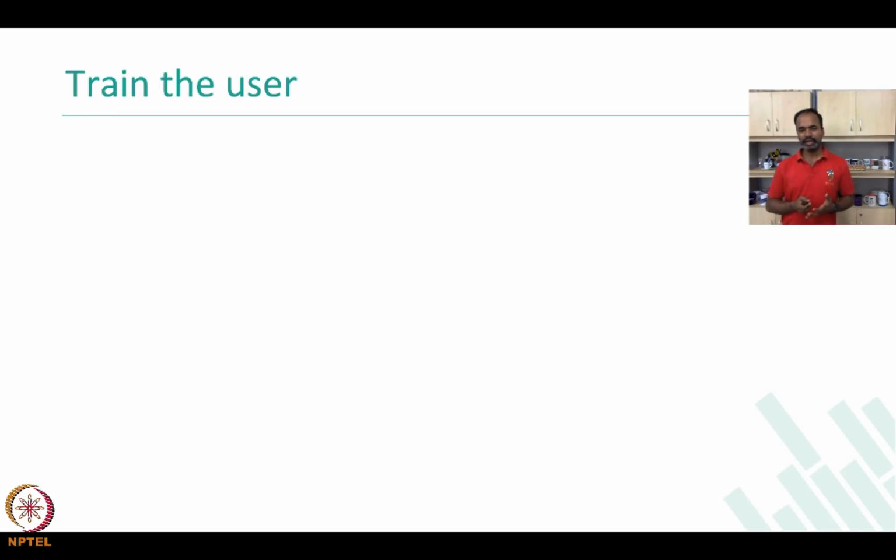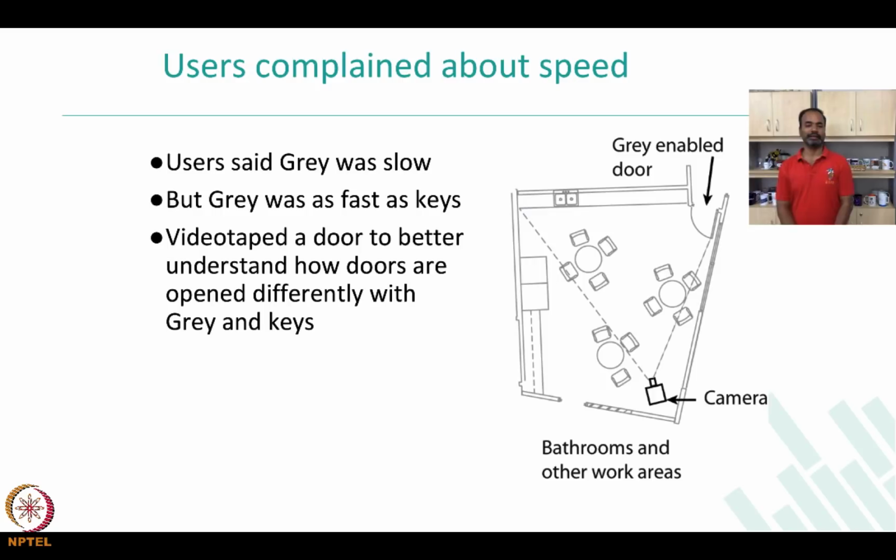So what they ended up actually finding was that, after some level of iterations, the way that people were using Gray, and the time that it took for users to open the door, was actually slightly faster. They don't have to, for example, if I have to show you how my keys are, so my keys are presented this way. So these are my keys.